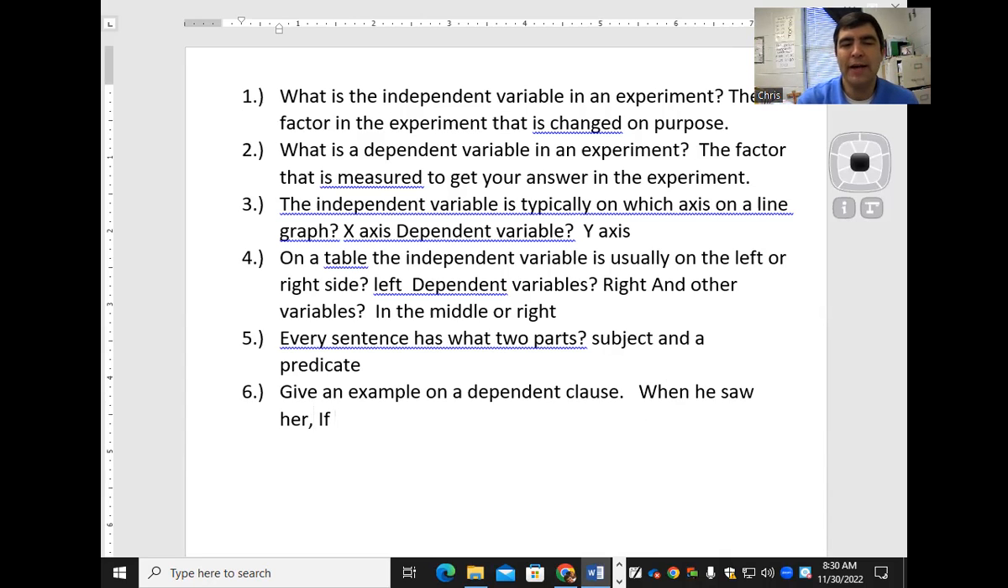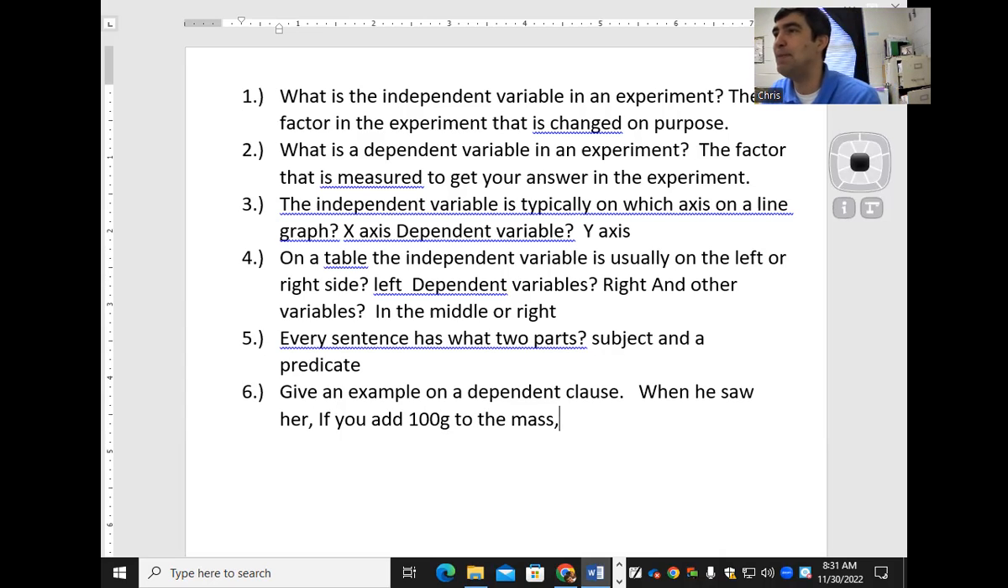If you add 100 grams to the mass, here's some examples. If you add 100 grams to the mass, what is that? Is that a dependent clause or is that an independent clause? That's dependent. You're like, and what are you saying? That means is it the main part of the sentence? Is the dependent clause the main part of the sentence?